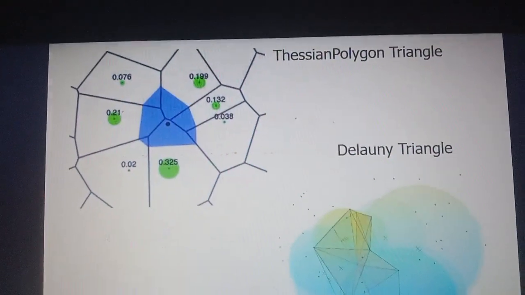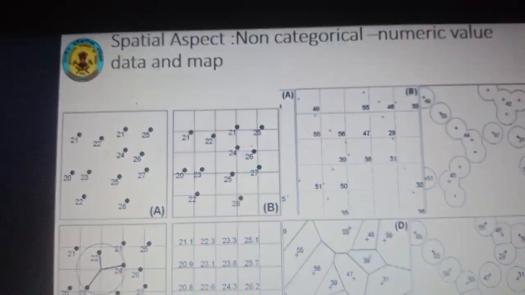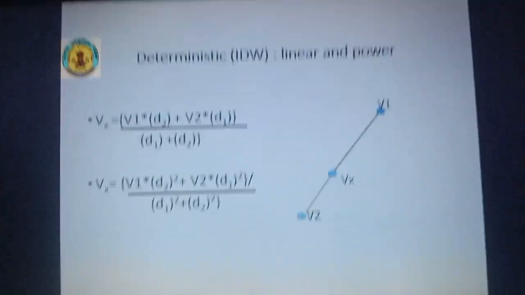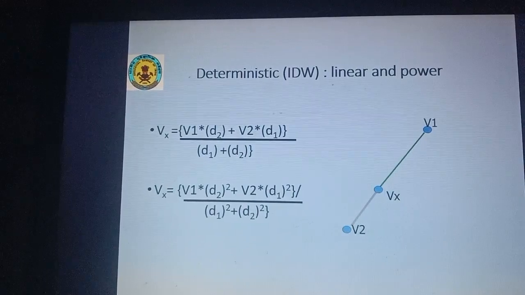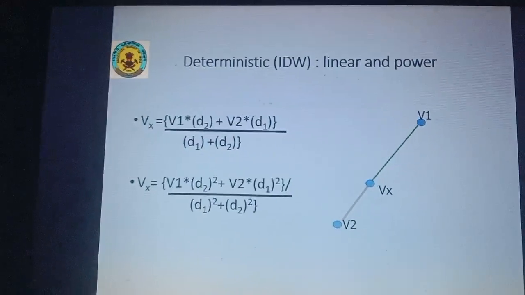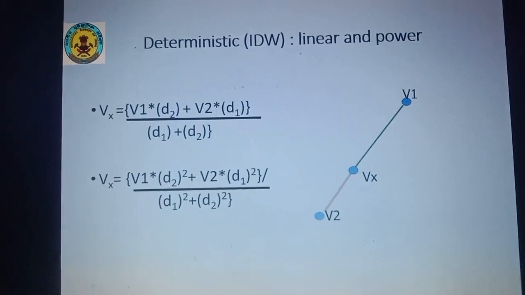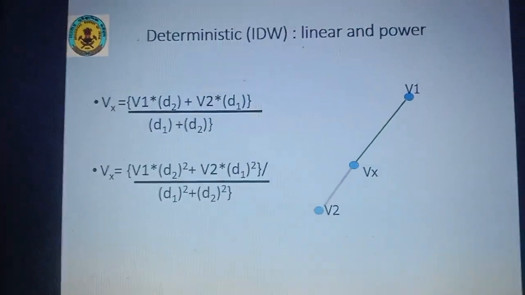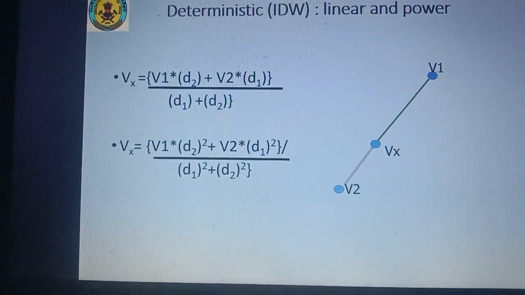Here you can clearly see the values of the attribute. It is also shown over here. Now I will come to the calculation pattern. Once the TINs or Delaunay triangles are created, we need to calculate the values. The value can be calculated based on the algorithm. If we adopt the deterministic algorithm, inverse distance weight, we have to apply these two formulas.